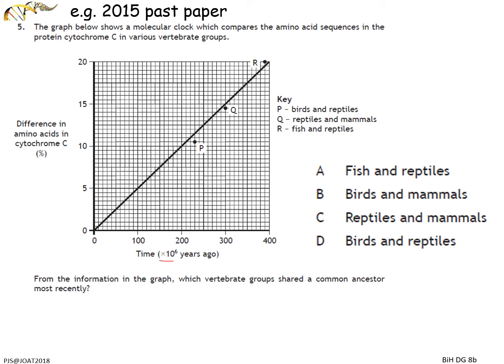From the information in the graph, you'll notice this is a multiple choice question. Which vertebrate group shared a common ancestor most recently? All we're looking for is, going up the side, at the top we've got the highest difference, and at the bottom we've got no difference. So which ones have the least differences? Well, P has the least differences. That's the birds and reptiles. So the correct answer there was D. If we look again, Q, reptiles and mammals, are further up here, so longer ago, and R, even longer ago.